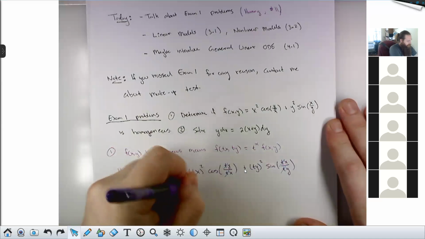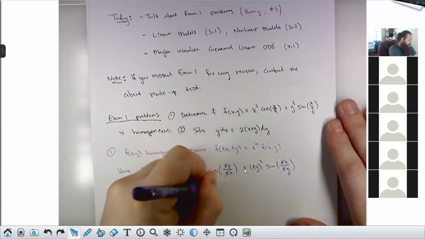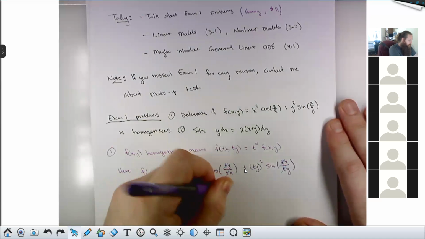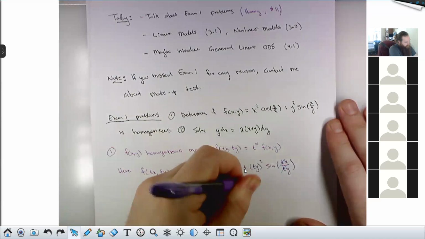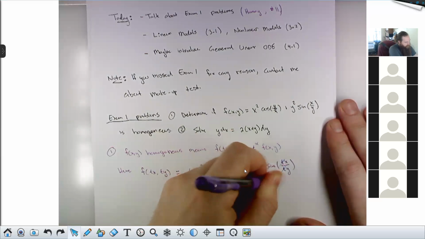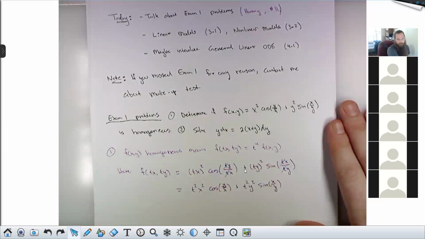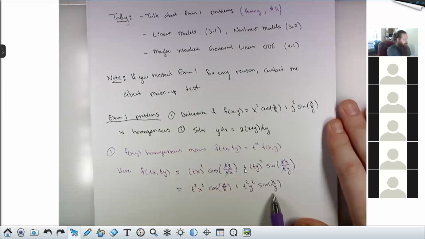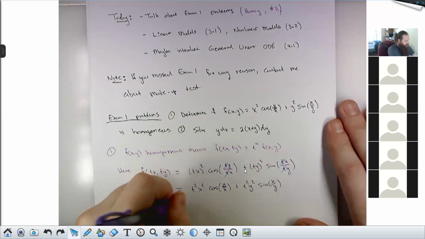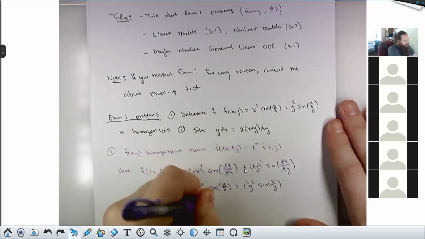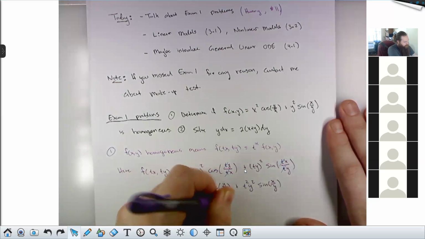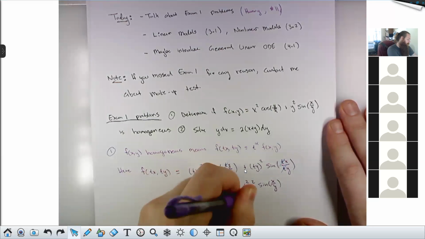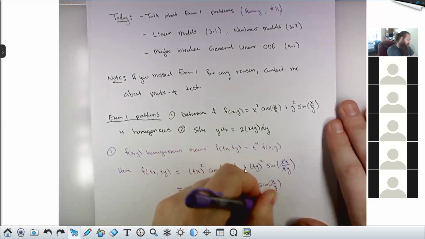And then here, tx squared is t squared x squared. So I have t squared x squared cos of y over x plus t squared y squared sine of x over y. And now I have these two terms, right? This is multiplying, so this is really one term. This is multiplying, so this is really one term. So I have this big first piece and this big second piece. Both of them have the common factor of t squared. So I can bring a t squared out, and what's left is x squared cos of y over x plus y squared sine of x over y.